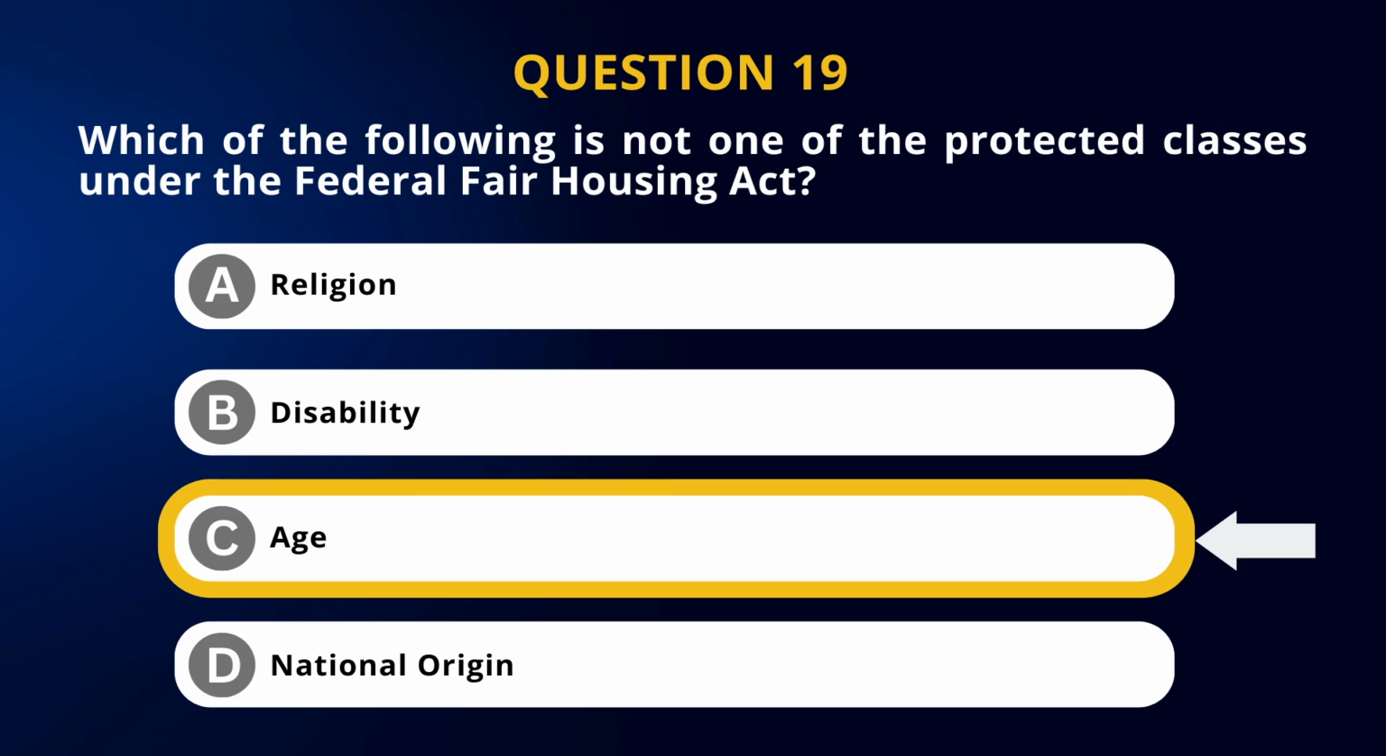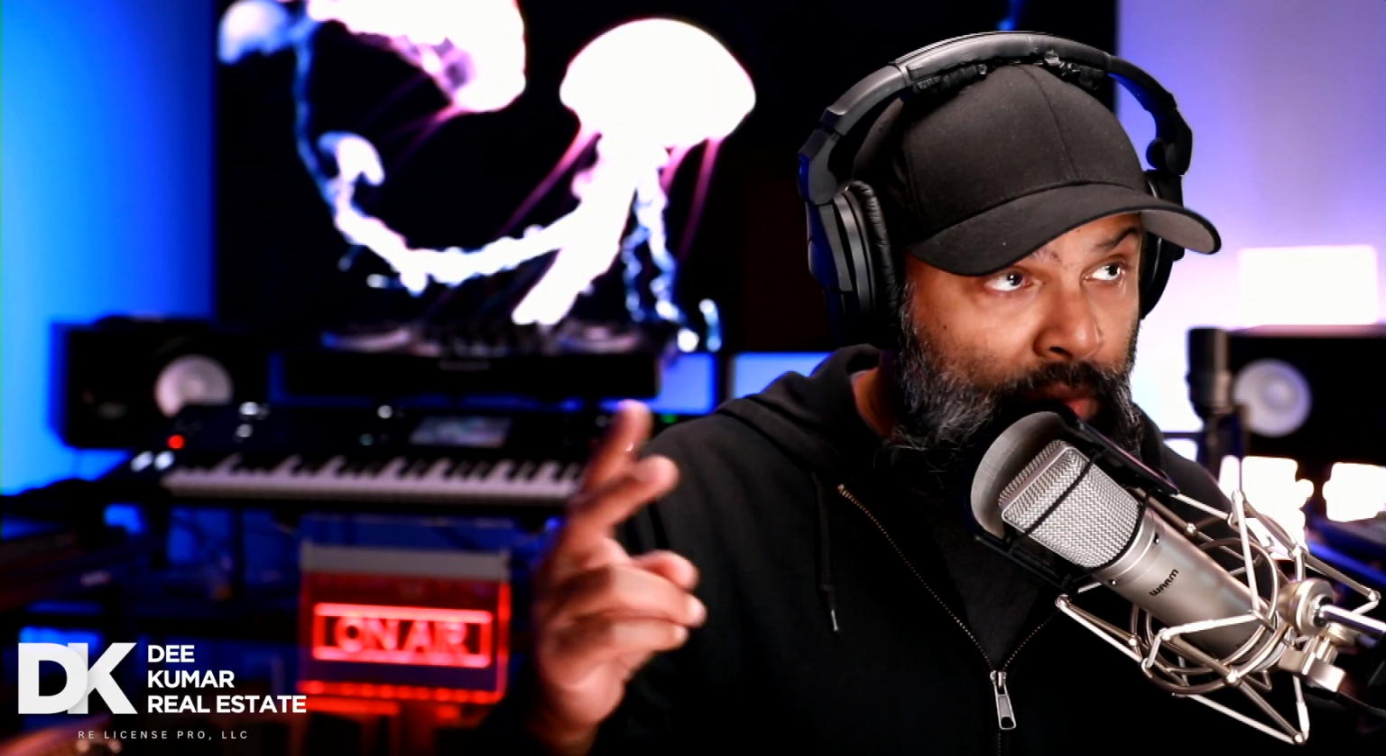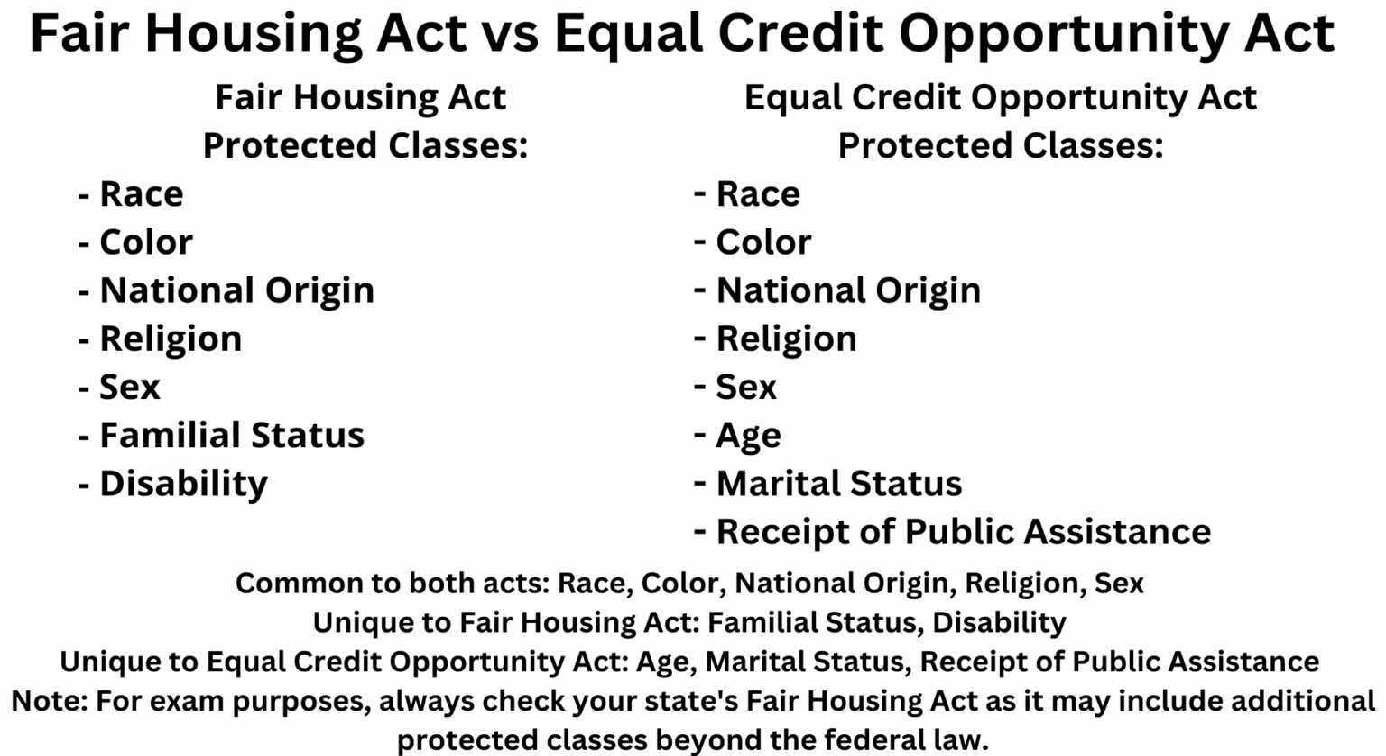You definitely want to know the protected classes for two laws, the Federal Fair Housing Act and your State Fair Housing Act. They will want you to know the differences, by the way. And the Equal Credit Opportunity Act on the federal level, you want to know those protected classes as well. So this is a case of memorization. We have to memorize these protected classes.